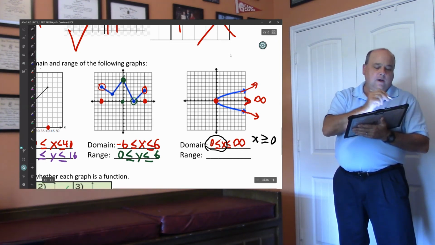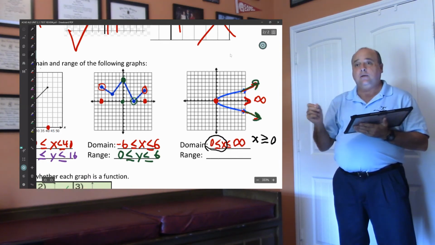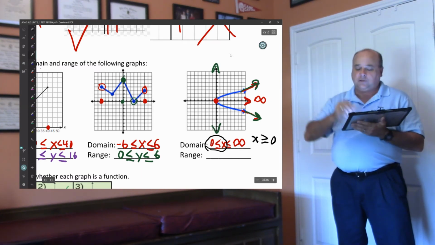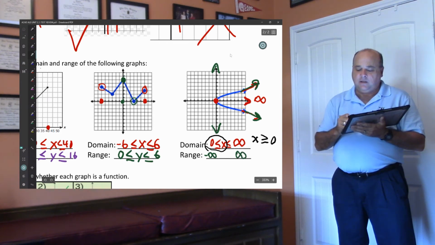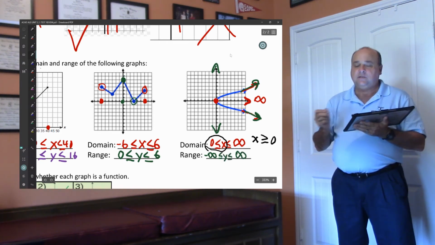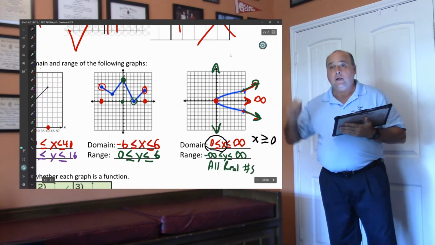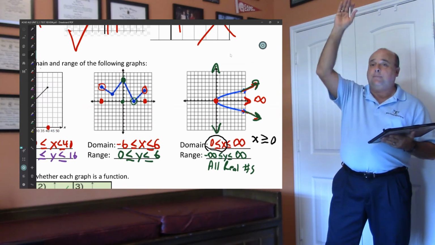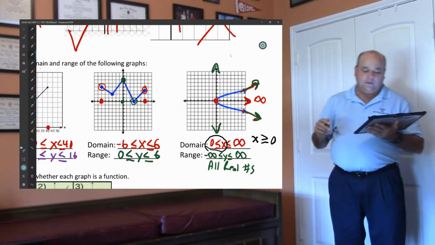Okay, let me turn green for the range. Notice that this line keeps going up and this line keeps going down, doesn't it? So this would go up and this would go down. There's two ways to write this. It would go from negative infinity to positive infinity, less than or equal to y's, or you could write down all real numbers. Both of those could be on your STAR test. So your range would be all real numbers. It doesn't stop, top to bottom. The domain would be 0 and more. X is greater than or equal to 0.